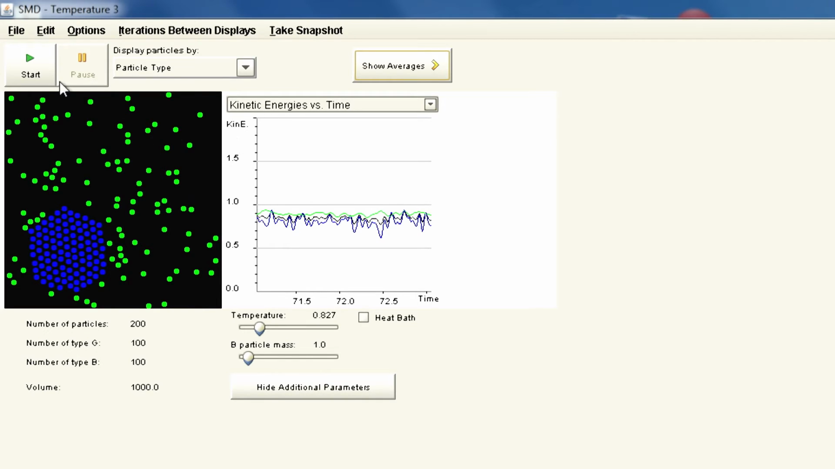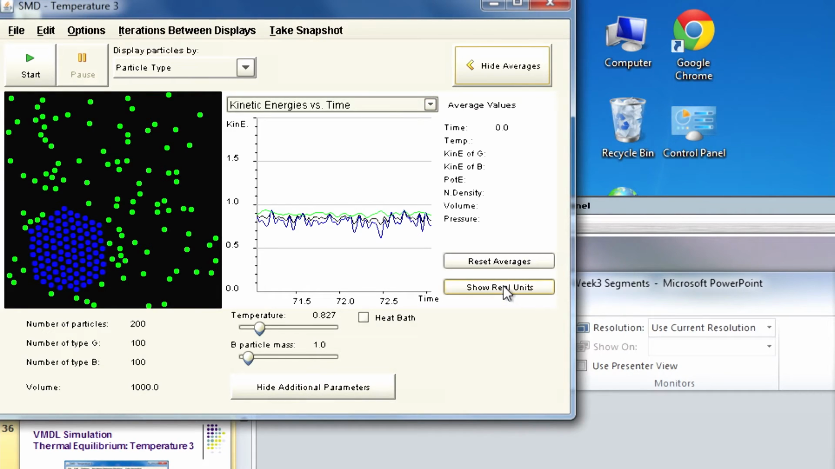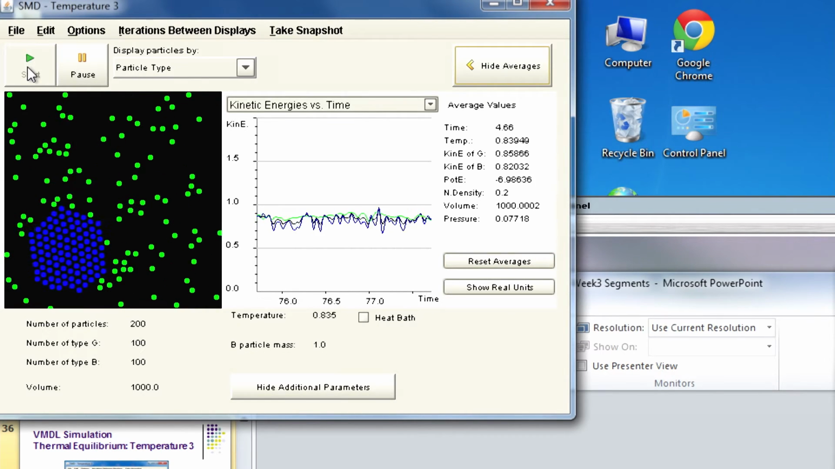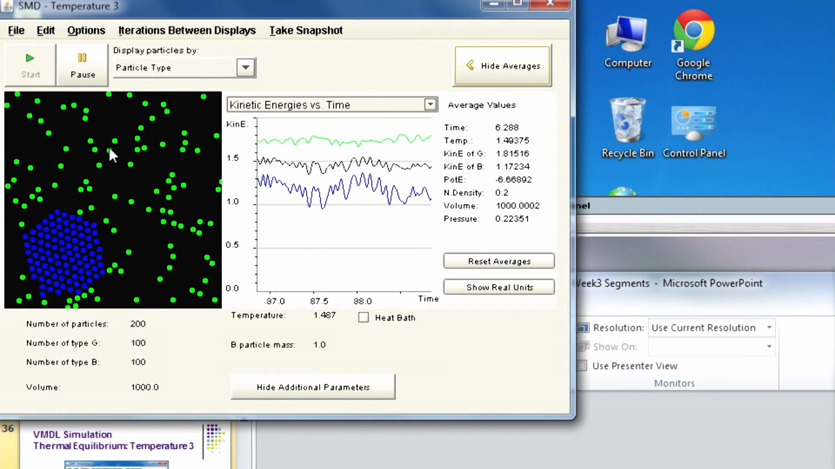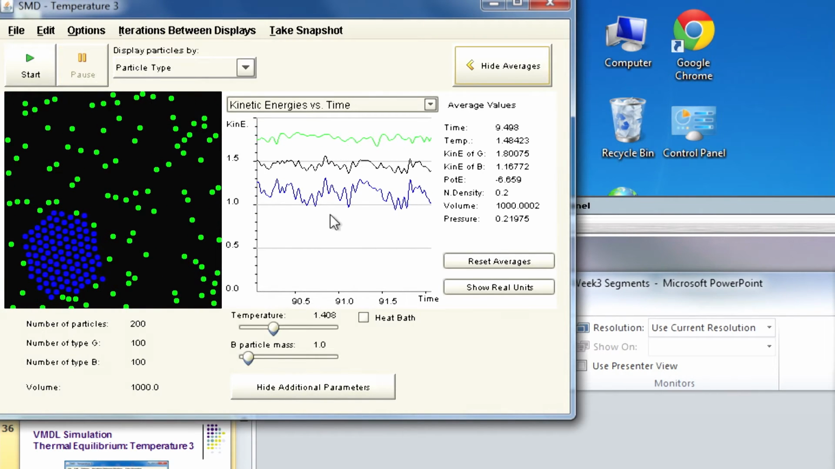So, let us go back one more time. I am going to restart it. Let us go here, reset averages to 0, start again, pause it. And in this case, let me also increase the temperature a little bit. So, now you can see these are three different temperatures.